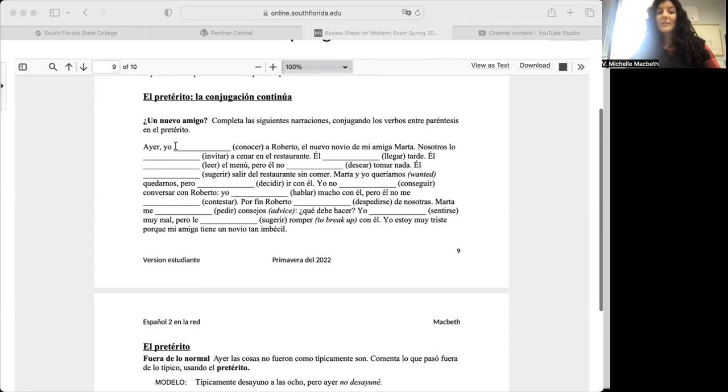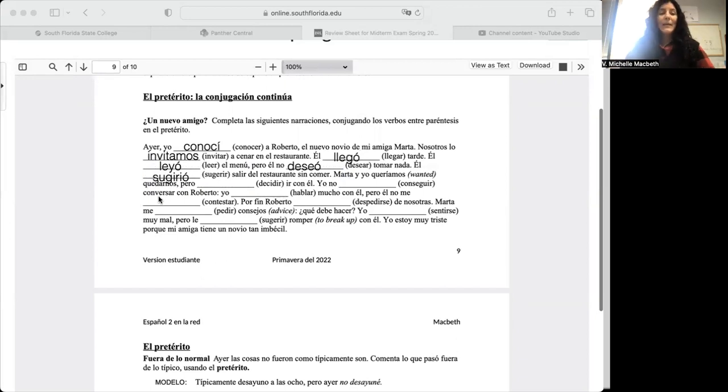So we have yo conocer, so we would have yo conocí. Preterite, right? El novio de mi amiga Marta, nosotros lo invitamos en el restaurante. Él llegó tarde, él leyó el menú, pero él no deseó tomar nada. Él sugirió, this one is a kind of a weird one, sugirió salir del restaurante sin comer.